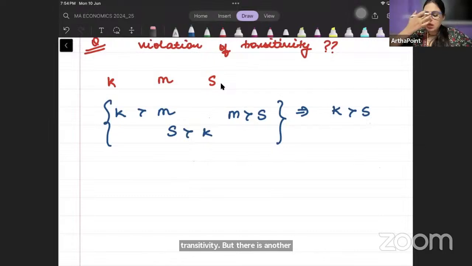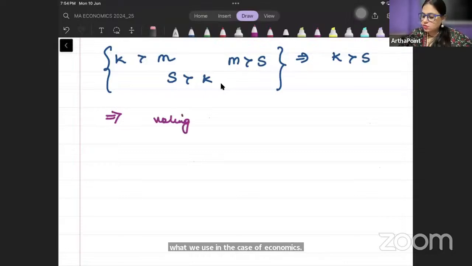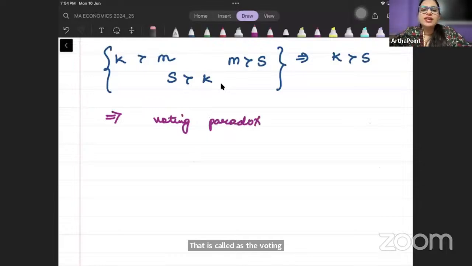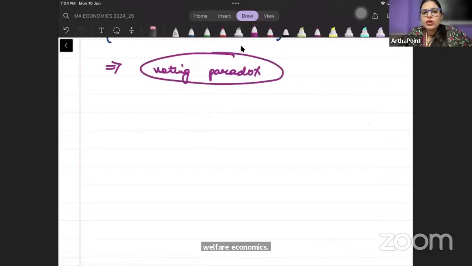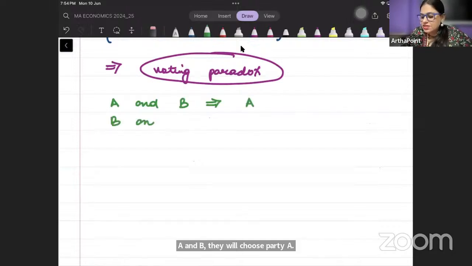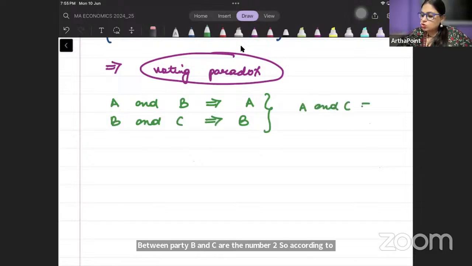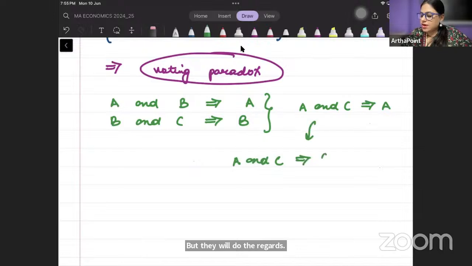But there is another example, and that is what we use in the case of economics. That is called the voting paradox. We will be talking about this not now, but when we do welfare economics. For now, just remember, in voting paradox, what will happen? If I give people a choice between party A and B, they will choose party A. Between party B and C, if I ask them to choose, they may choose B. So according to this, when given a choice between A and C, they should choose A. But they will do the reverse. When given a choice between A and C, they may choose party C.